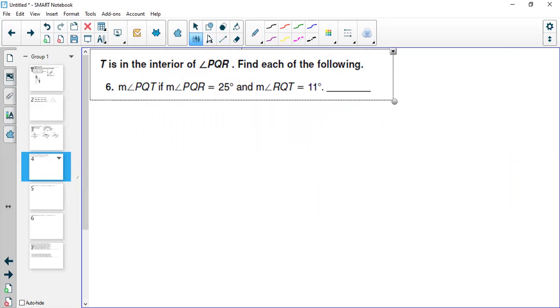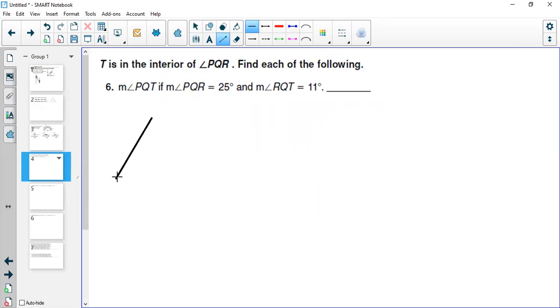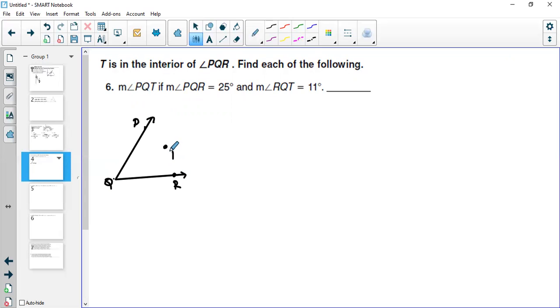T is in the interior of angle PQR. As I have always said, draw the angle. Only then it will be clear as to what they're asking. So draw angle PQR. P, Q, and R. It's not a difficult thing to draw an angle. Okay, so they said T is in the interior. I forgot to draw that. T is in the interior. Okay, so you have to find the measure of angle PQT.